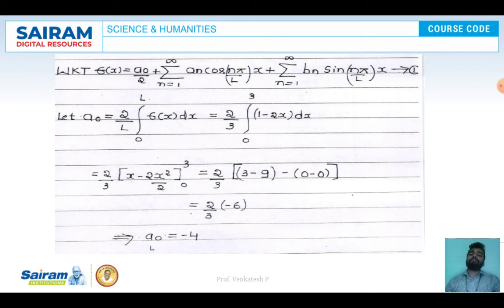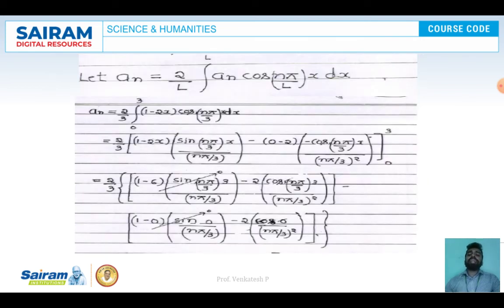So we have f(x) = a0/2 + summation n from 1 to infinity of an cos(nπx/L) + summation n from 1 to infinity of bn sin(nπx/L), and it is equation number 1. So finding a0, replacing L = 3 here: a0 = (2/L) integral from 0 to L of f(x) dx. So (2/3) integral from 0 to 3 of (1 - 2x) dx. After integration we got (2/3)[x - 2x²/2] with the limit 0 to 3, and simplifying this we got a0 = -4.